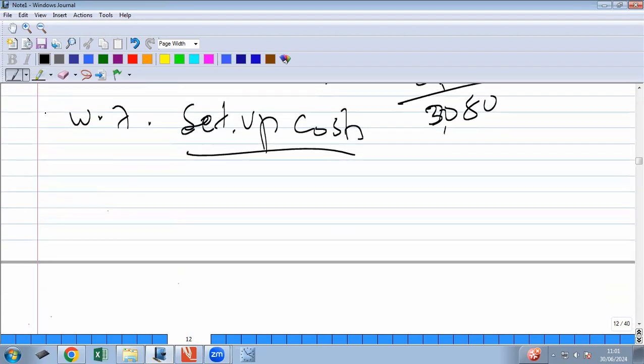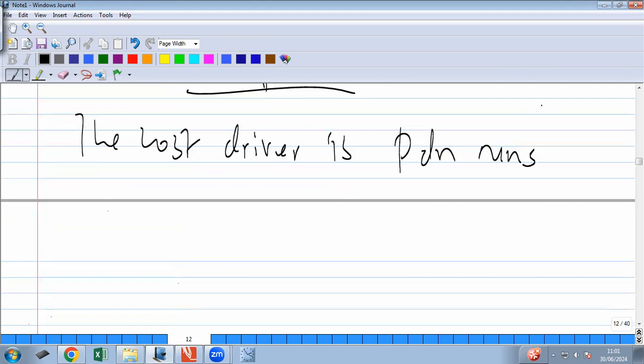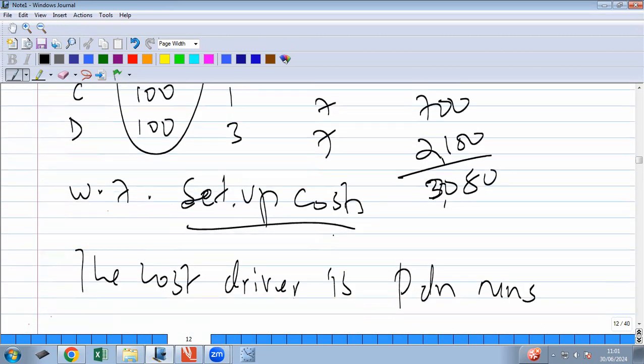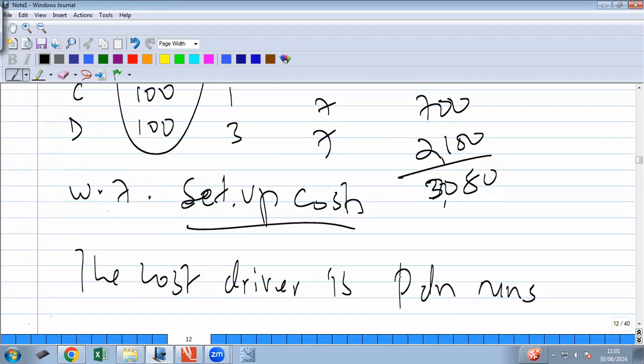So setup cost. We shall say the cost driver is production runs. And we shall do our overhead absorption rate, which is equal to the total cost. What's the total cost for this? We have 10,920. And how many production runs do we have?